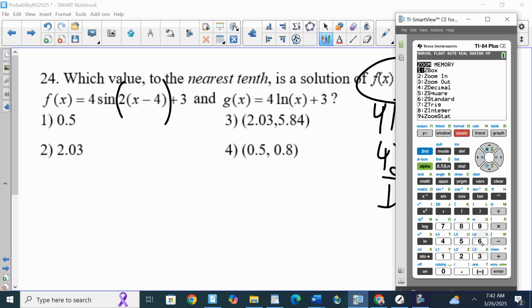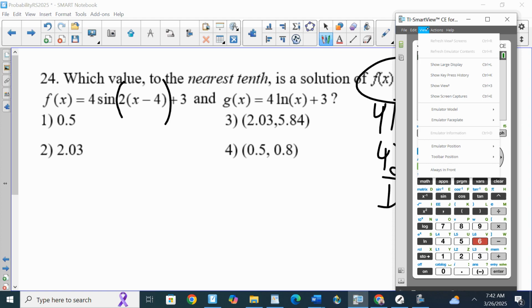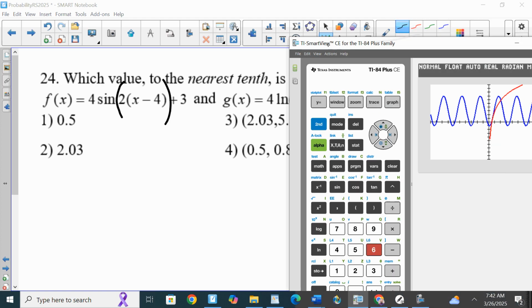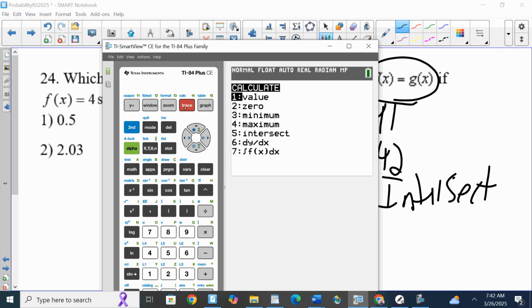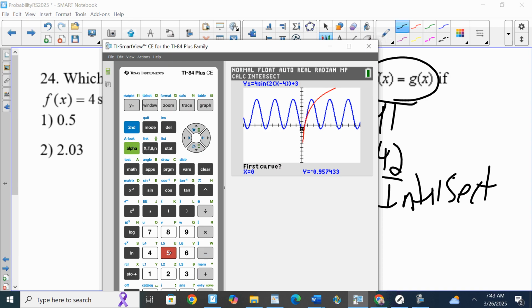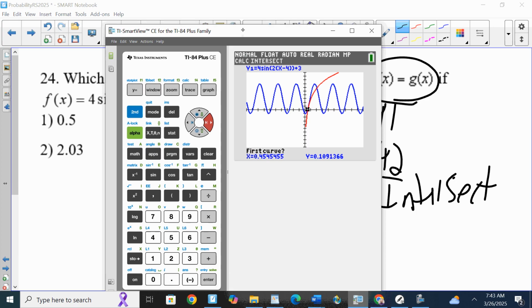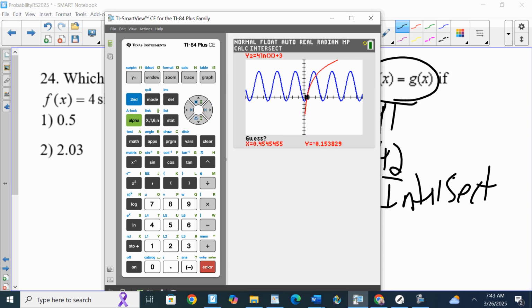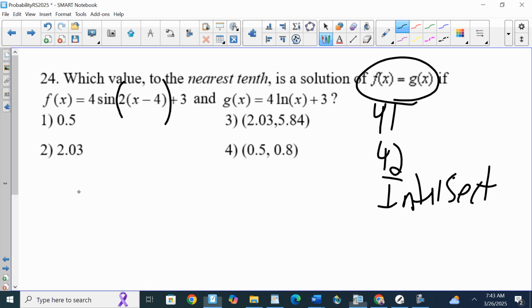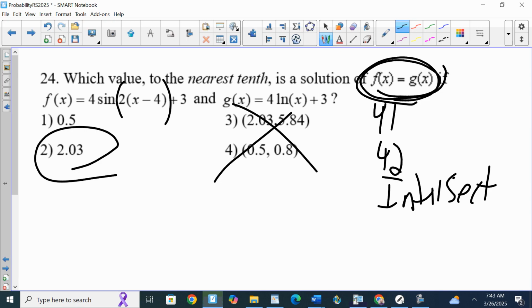Zoom 6. I'm looking for a solution. Let's make it a little bigger. Second trace, intersect. Try and move it close. It doesn't really look like there's much of an issue here. It looks like it's just one. Enter, enter, enter. X coordinate. Whenever you're doing this, always, always, always X coordinate, 2.03. Never the X comma Y, always the X coordinate for f of x equals g of x for y1, y2 intersect, and that's it.